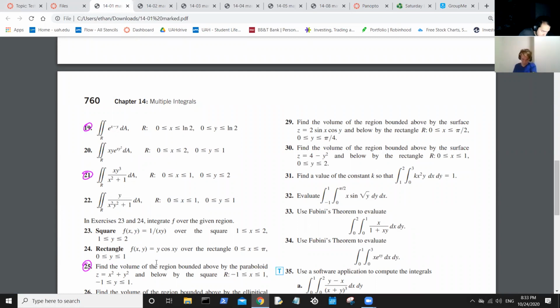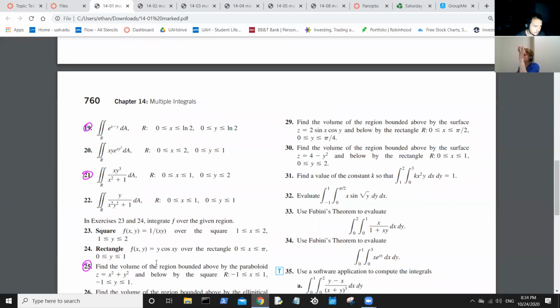So this is one that I need to get a better grasp of. We have x y cubed over x squared plus 1, integrated over some area R where x varies from 0 to 1, and y varies from 0 to 2. Actually, these are kind of similar to the other problems, where dA can be either dx dy or dy dx, so we can arbitrarily pick.